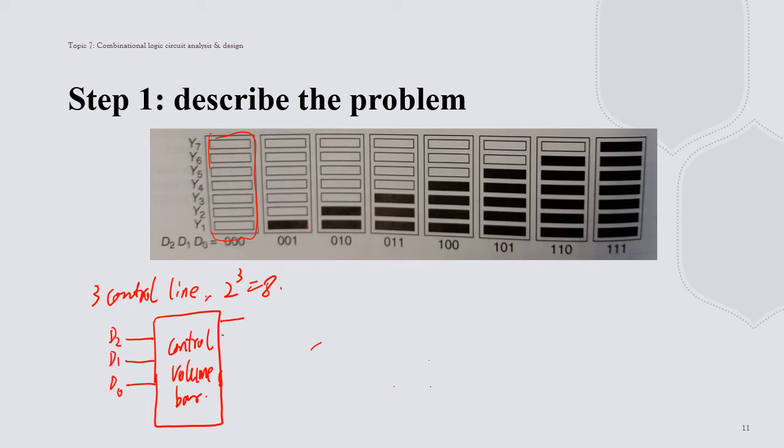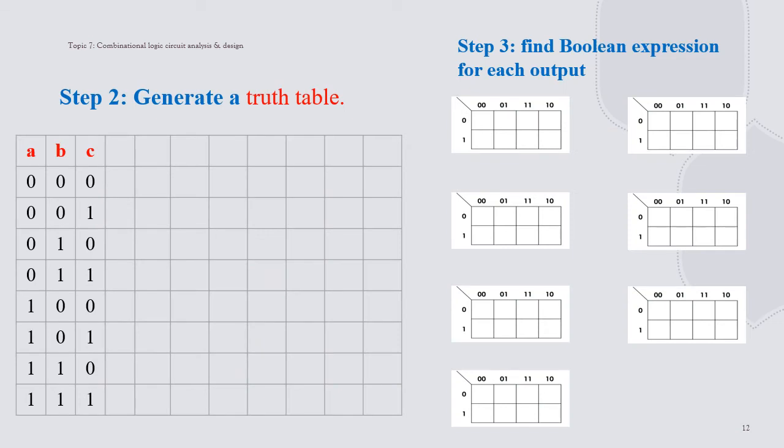How many outputs do we have? Actually, we need how many? 8 or 7? We only need 7, right? So that's LED. You can number from 1 to 7, or you can put like 0 to 6. That doesn't matter. Okay, but we only need 7 outputs. Let's put everything into the truth table. So here I use L0, L1, L2.